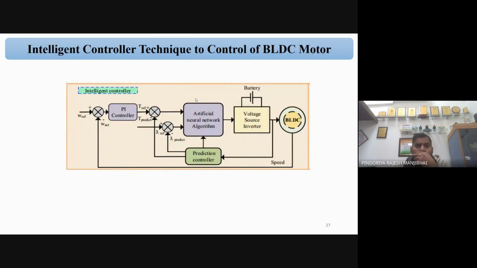Similarly, the intelligent algorithm technique. As I said, there is an AI controller, an advanced control algorithm, and nowadays it is a hot topic in the market. Artificial intelligence controller, so this is an artificial intelligence neural network algorithm. By using this neural network algorithm, you can control the speed of the motor.